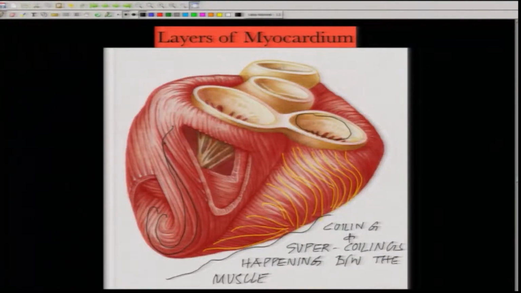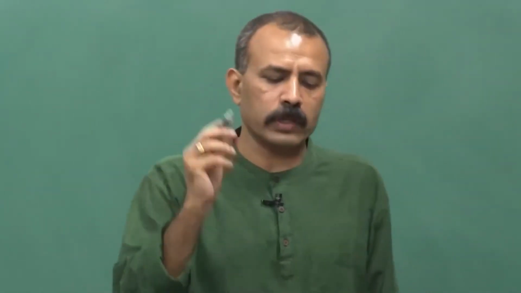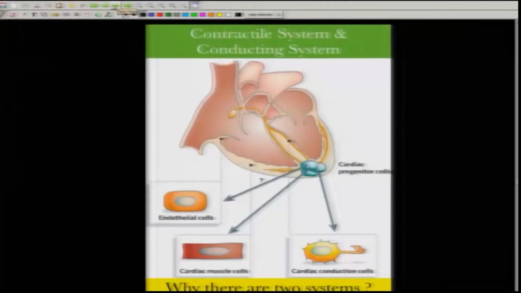And these are some of the real life structures of the valves. So, these are the bicuspid, tricuspid, and pulmonary valves. Okay, this is how they look. These pictures are there to give you a real life situation of how the heart really looks. Okay. Now, moving on. I talked to you about the contractile and the conduction system. So, these are the different cell types I tried to mention.